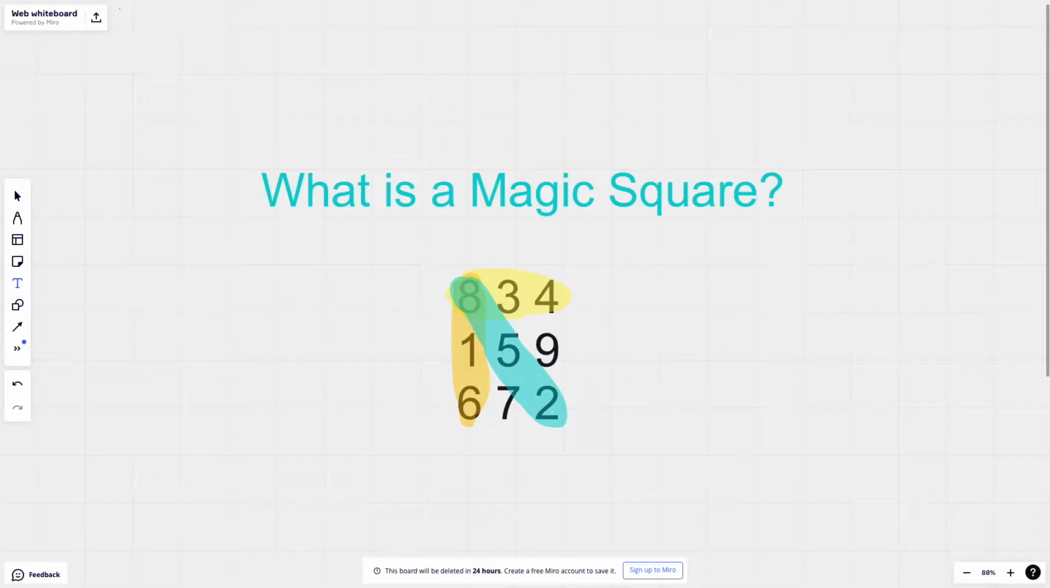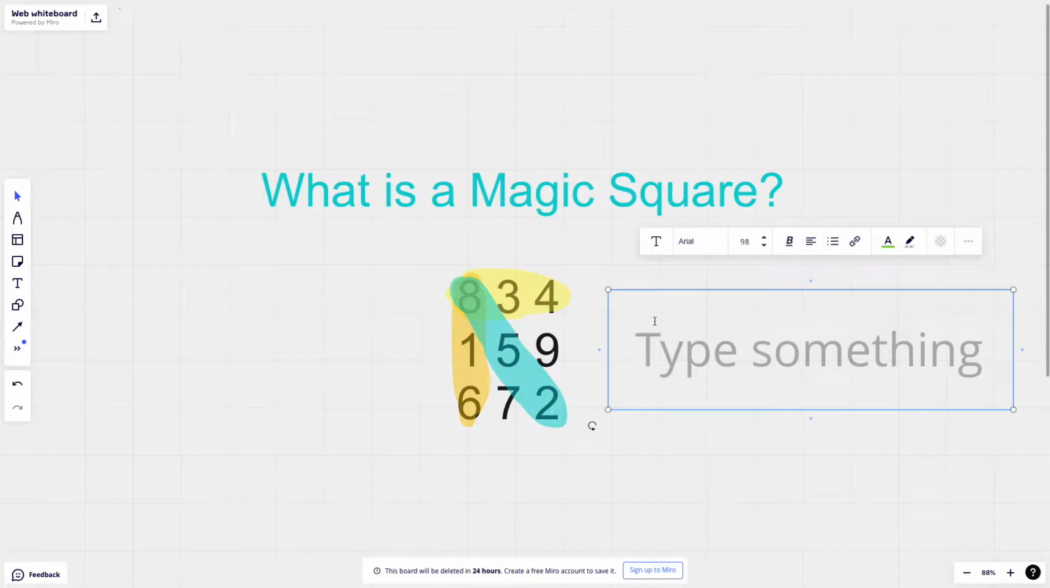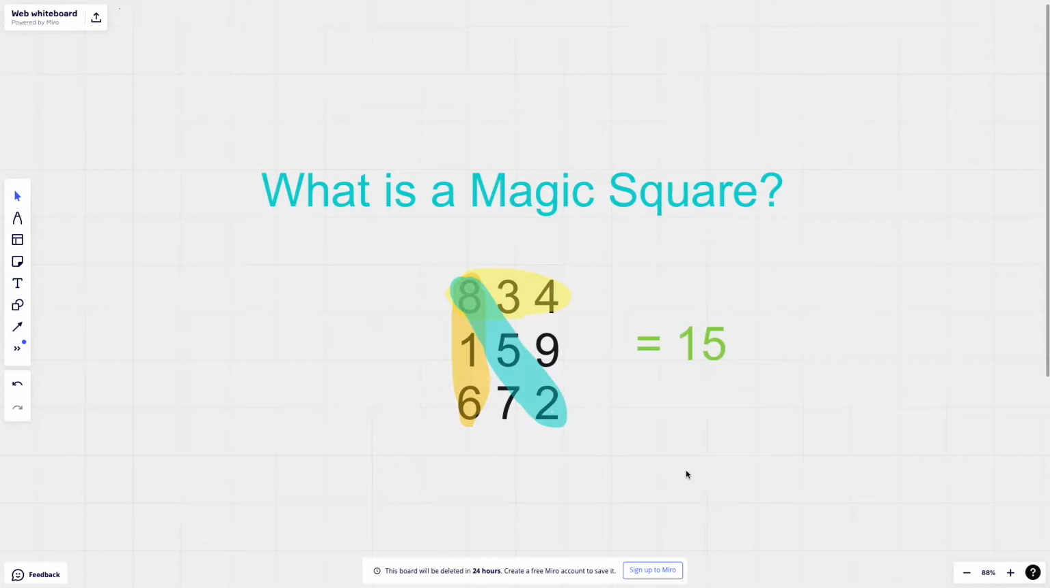So what is a magic square? As you can see here, I've highlighted the first row in yellow, the first column in orange, and the first downwards diagonal line in blue. These are just a few of the examples in the whole matrix that prove that they all add up to the same number, 15, whichever way you look at it. 8 plus 3 plus 4, 8 plus 5 plus 2, 8 plus 1 plus 6, they all add up to 15. So that's what a magic square is.